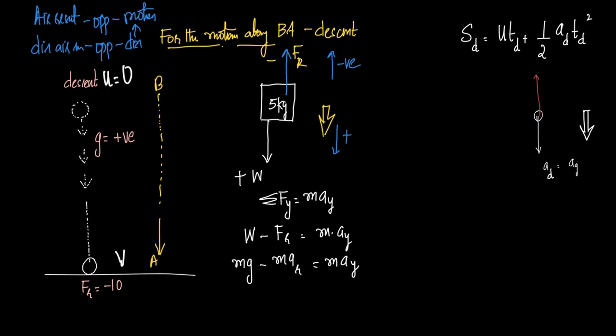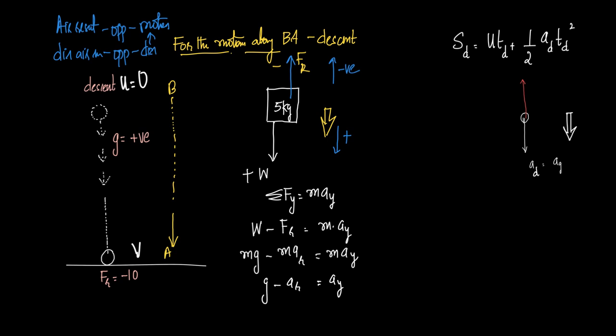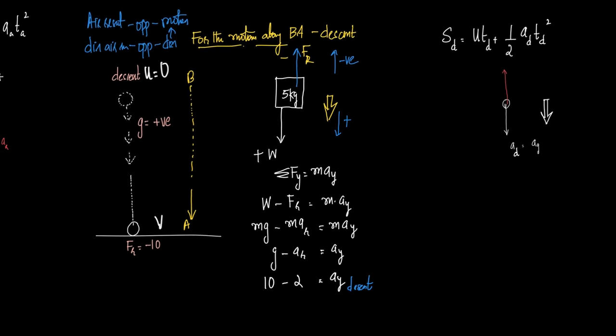And therefore, if I cancel out m from all the terms, what we get is g minus Ar is equal to Ay. What's the value of g? The value of g is 10. What's the value of Ar? We derived it to be 2, and therefore Ay during the descent is equal to 10 minus 2, which is 8 meter per second square. So Ay during descent is 8 meter per second square. Okay, so I hope this much is clear.